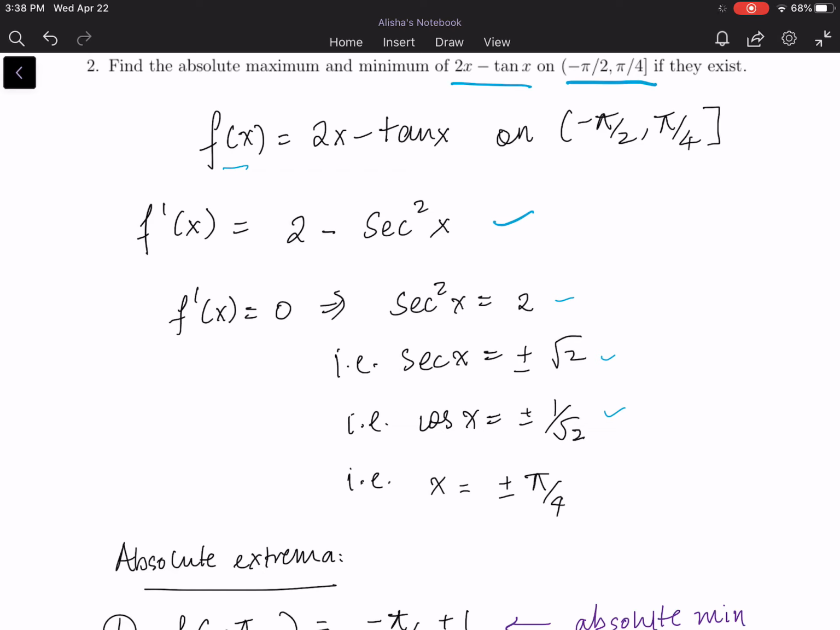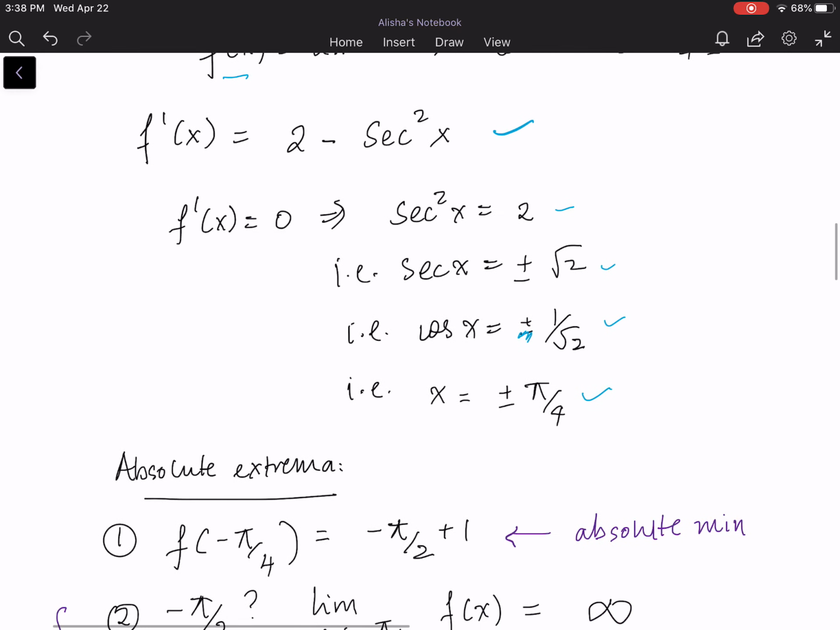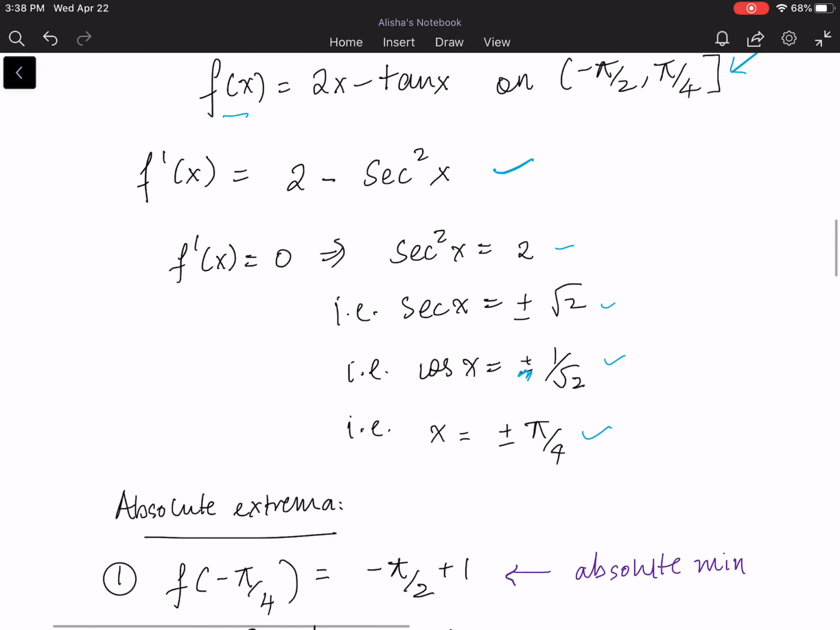And so cosine is always positive on this interval. And so really we only have to worry about plus 1 over square root 2. And that gives us these two possibilities. So to check the absolute extrema, either you could draw out a number line and then figure out the sign of the derivative, figure out where things are increasing and decreasing, or you could just plug in the endpoints and sort of check the endpoints and check the critical points.